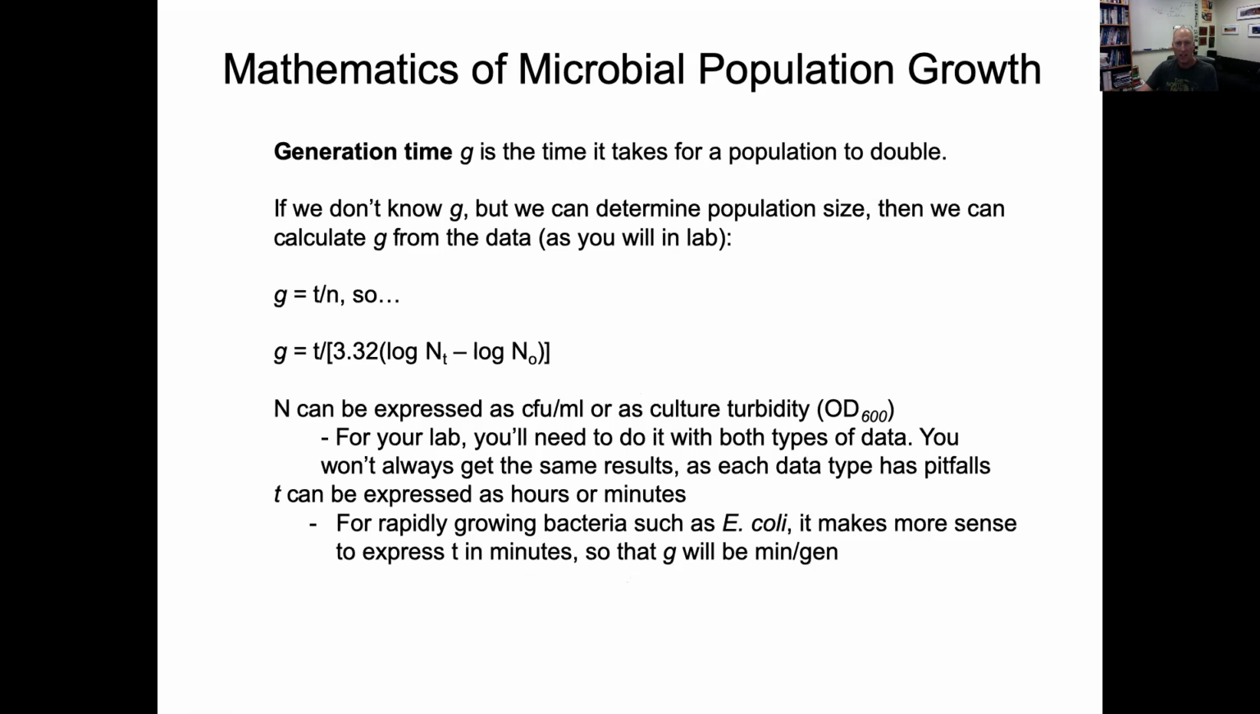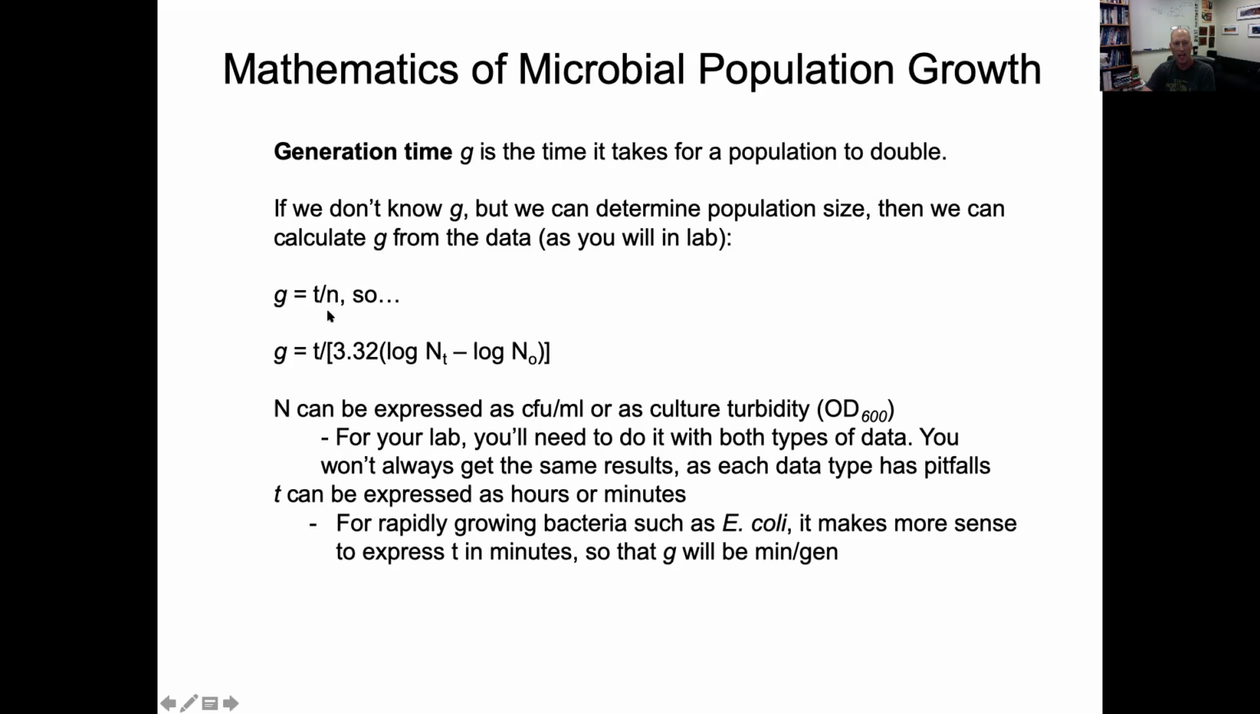Now we can calculate the generation time, which is the time that it takes for a population to double if we have two different population sizes. So if we have the population density at two different time points, again, it can be CFU per mL values, it can be OD values, okay? So G, the generation time, is equal to the elapsed time divided by the number of generations, right?